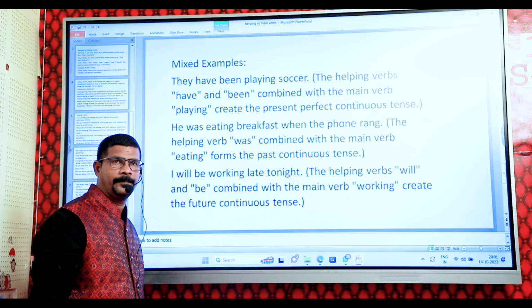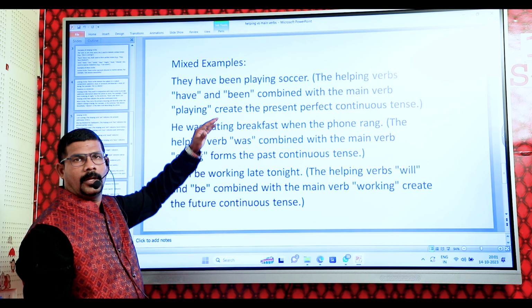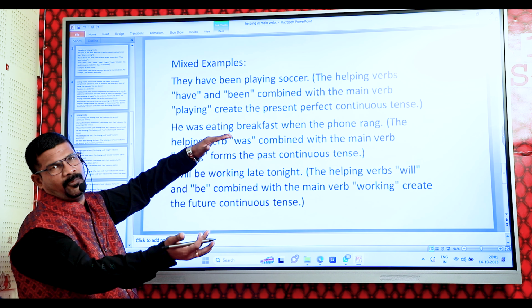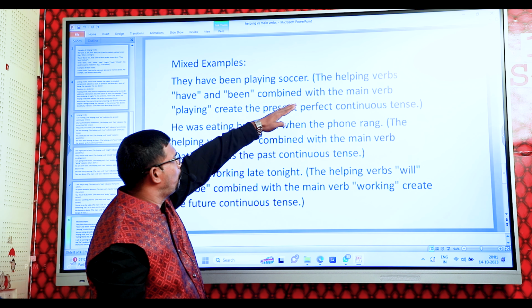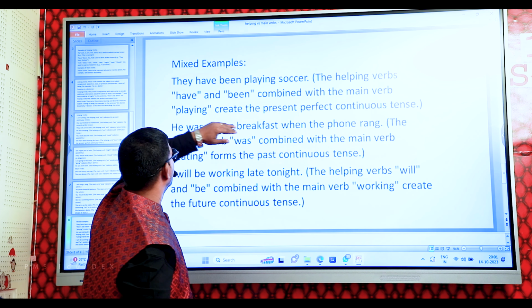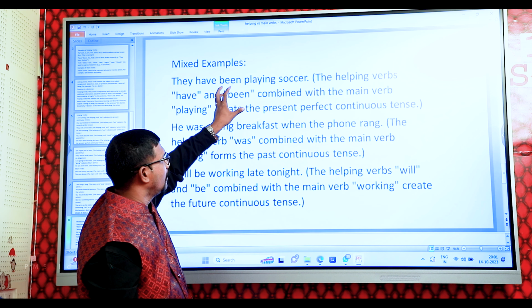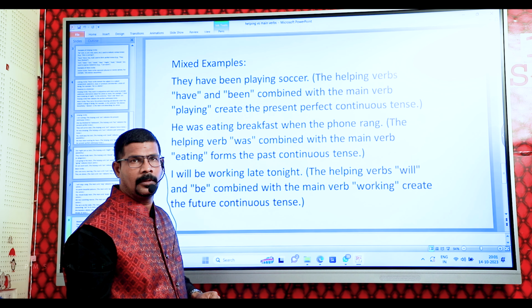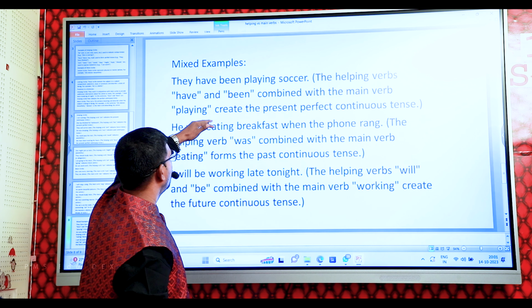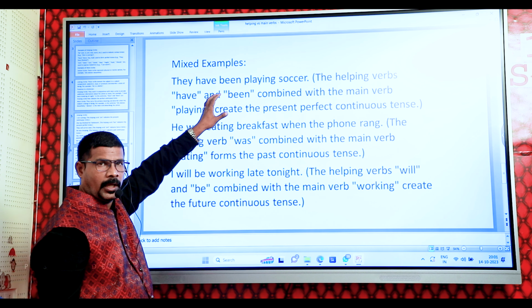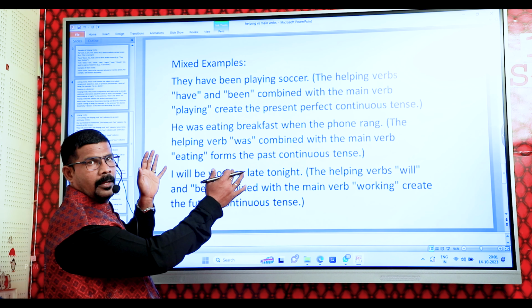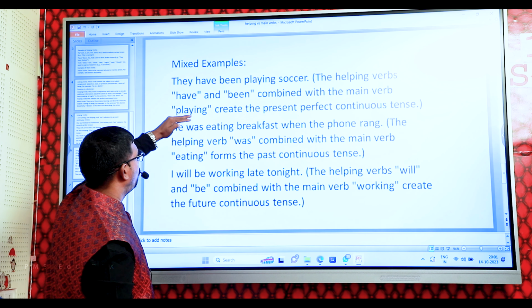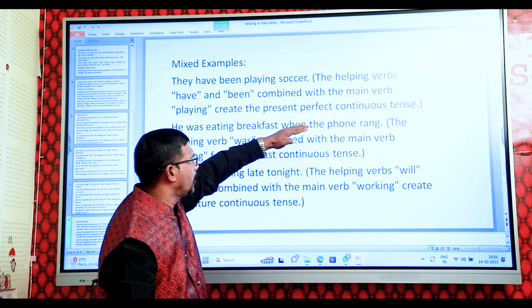Mixed example. This we call mixed verbs. They have been playing shows. The helping verbs have and been combined with the main verb. So you can easily find out which is a supporting verb and which is a main verb. And this we call mixed verbs. Playing creates the present perfect continuous tense.